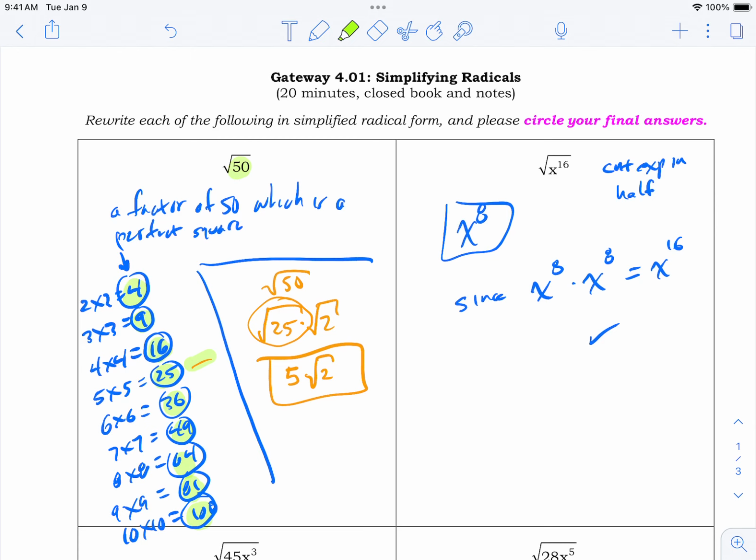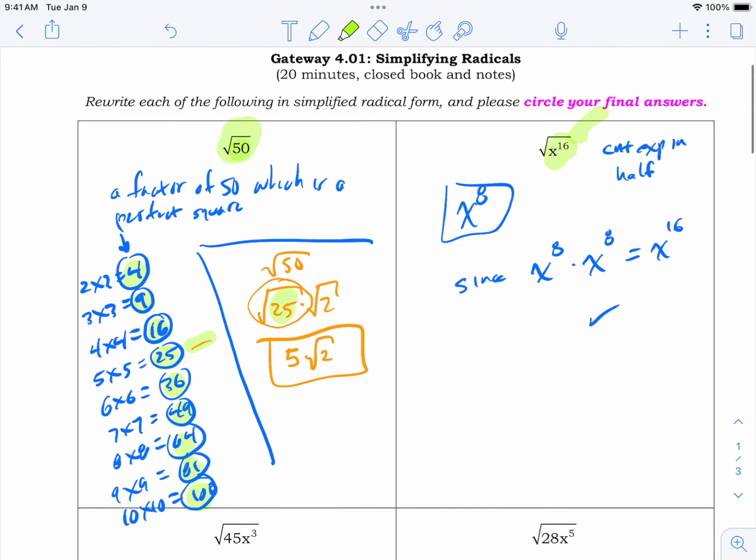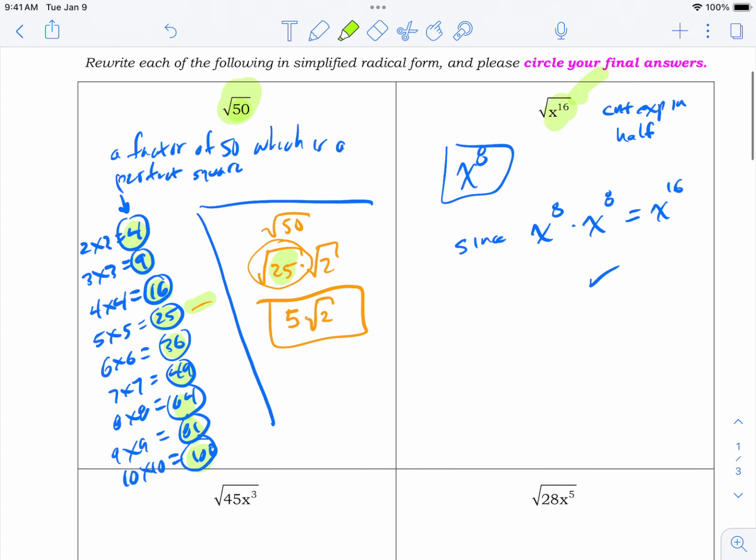So when you're playing with numbers like this, you need to factor out a square rootable factor, a perfect square factor. Look for either a 4, a 9, a 16, a 25, a 36, a 49, or whatever. When it comes to x to a power, though, it's a completely different ball game. You just cut the exponent in half. That's all you do. You don't take the square root of this 16. No, you don't. You just cut it in half. So you've got to remember those two basic rules for simplifying square roots.